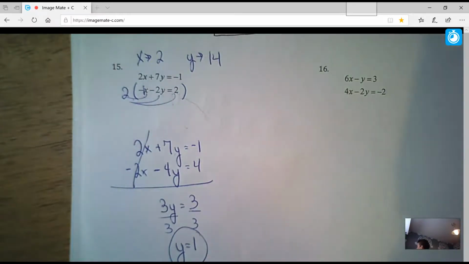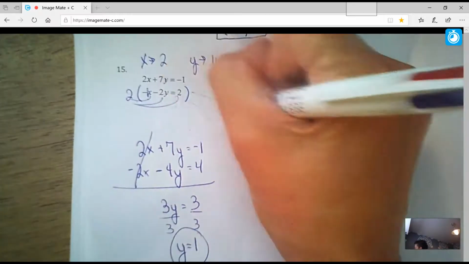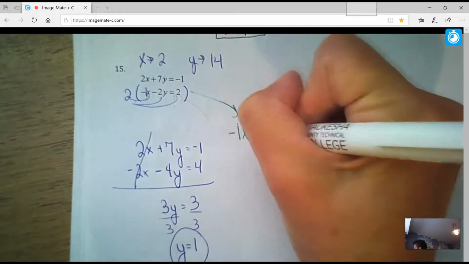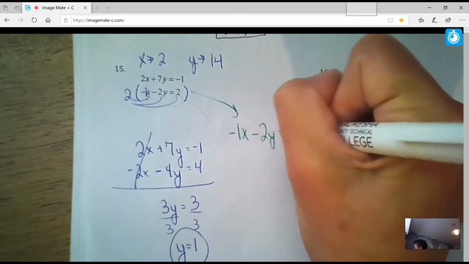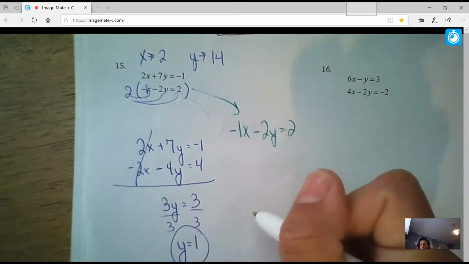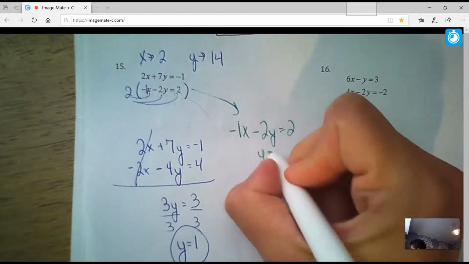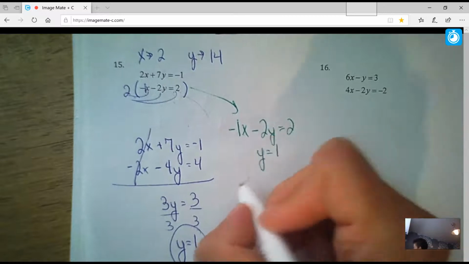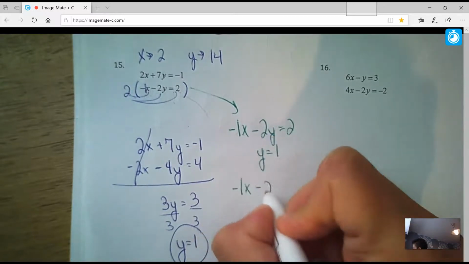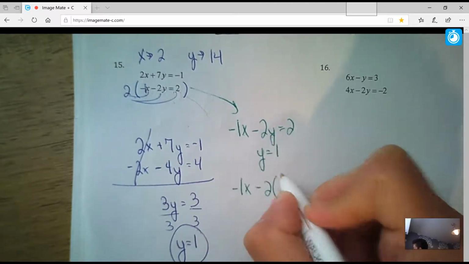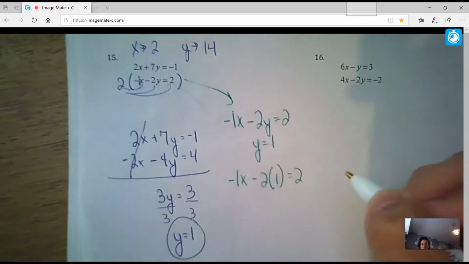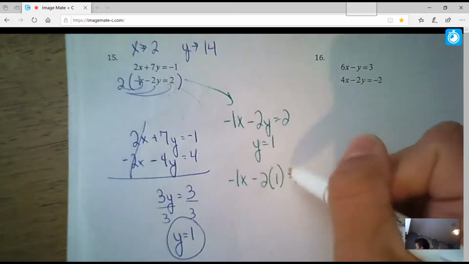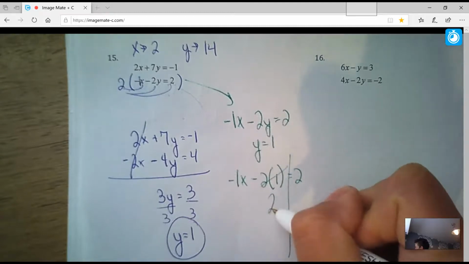So with that idea, I'm going to take the bottom one unchanged, this negative 1x minus 2y equals 2, and I'll take the fact that y is 1 and just put it into there. So I'll have negative 1x minus 2, and then in for y will go the 1. And now I'm going to solve. So first, let's just clean this up a little bit. Take 2 times 1, which is 2.